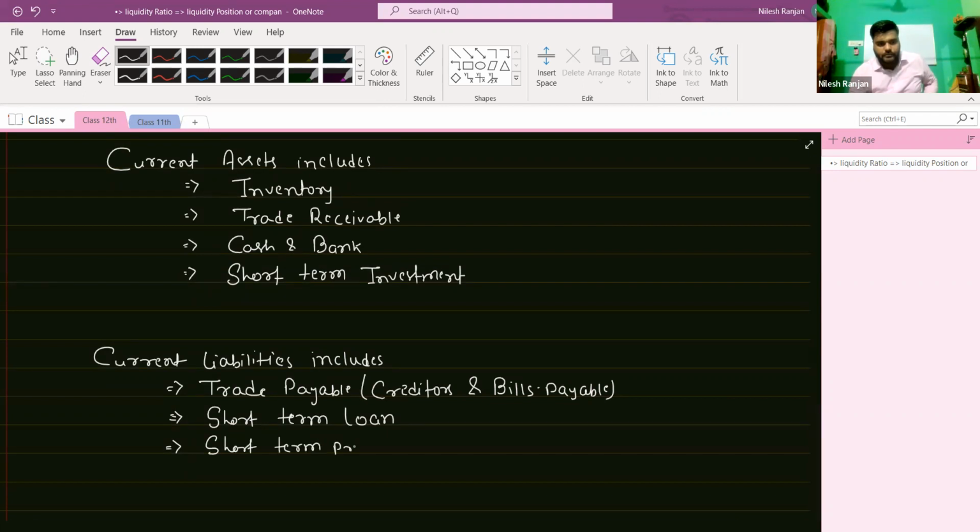So short-term investment means it's asset. Short-term loan means it's liability. You can see here, current liabilities includes. So these are current liabilities: trade payables, short-term loans, short-term provisions. So these are short-term liabilities, our current liabilities. You can write it now.